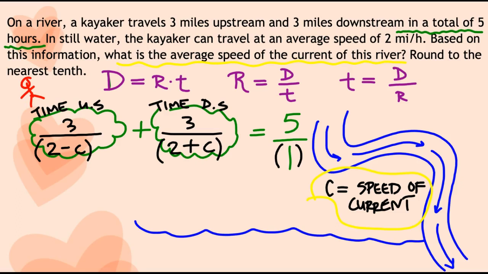So let's get common denominators here. I'm going to multiply this one by 2 plus c over 2 plus c. I'm going to multiply this one by 2 minus c over 2 minus c. And I'm going to multiply this one by both of those, which is going to be 4 minus c squared. I'm going to just multiply it out because I want to save space. Okay, so 4 minus c squared. Multiply it all out.